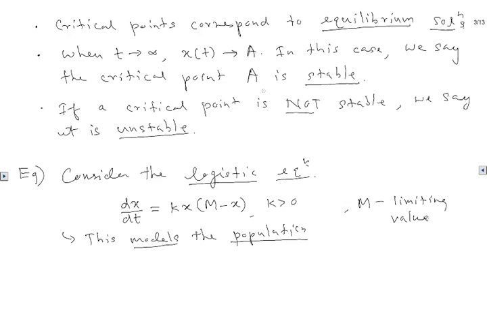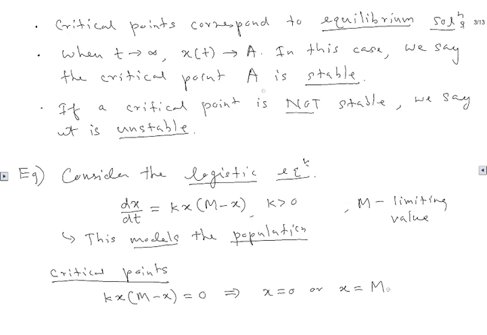So what are the critical points? Let's look at the critical points for this one. How to get the critical points? To get the critical points, we're going to take the f(x) part equal to 0. That means in this case we're going to set kx(m minus x) equal to 0. This gives you that either x equals 0 or x equals m. So there are two critical points. One critical point is x equals 0, the other critical point is x equals m.